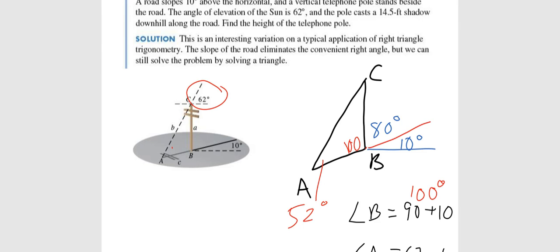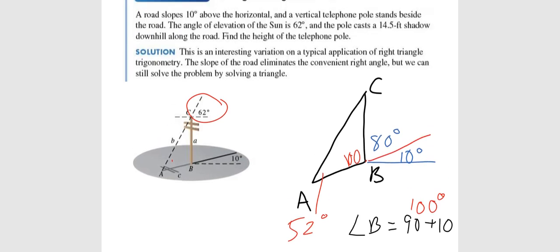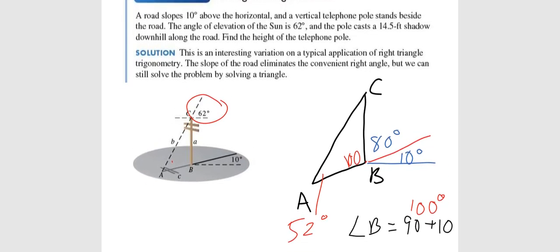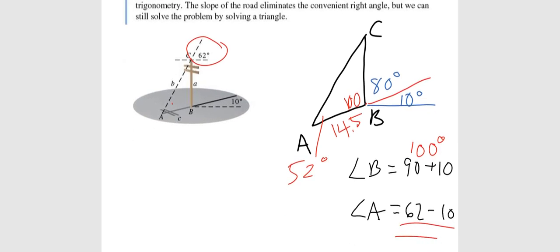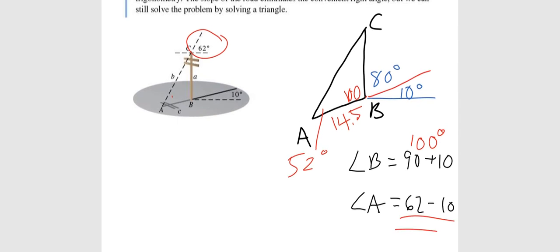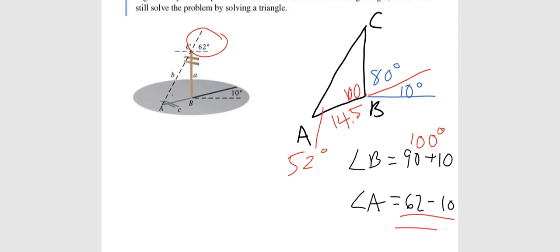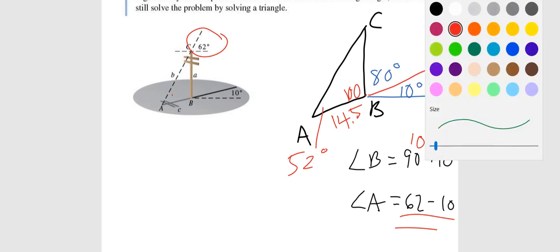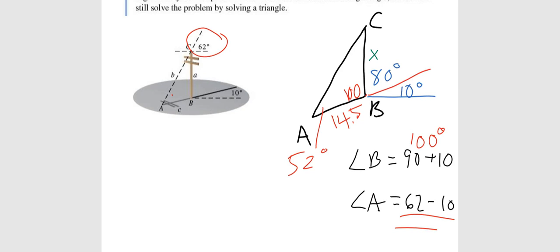Find the height of the telephone pole. Okay, and they said that the pole casts a 14.5-foot shadow. So obviously that's this side of the triangle because shadows are on the ground. I didn't know if you knew that, so I thought I'd share. All right, now, we need to find the height of the pole. We'll call it X.